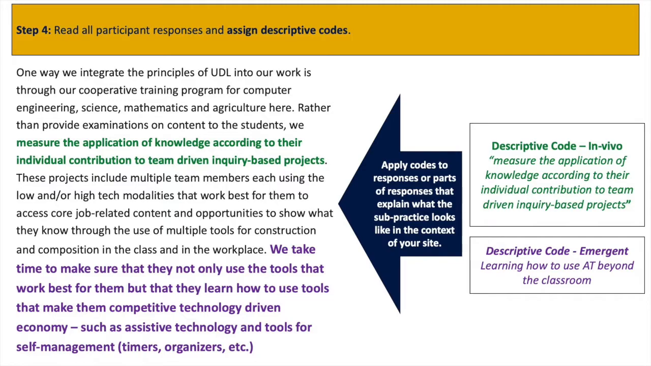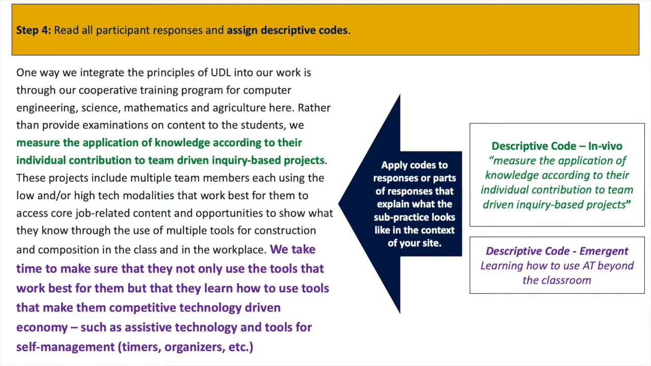And then I also have an example of my own short word or short sentences that explain, summarize what the participant's talking about. So in that case, my participant said that we take time to make sure that they not only use the tools that work best for them, but that they learn how to use tools that make them ready for a competitive technology-driven economy. And they're talking specifically about the use of assistive technology and tools for self-management, like timers, organizers, etc.